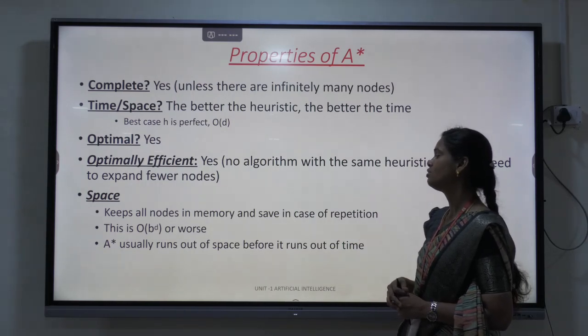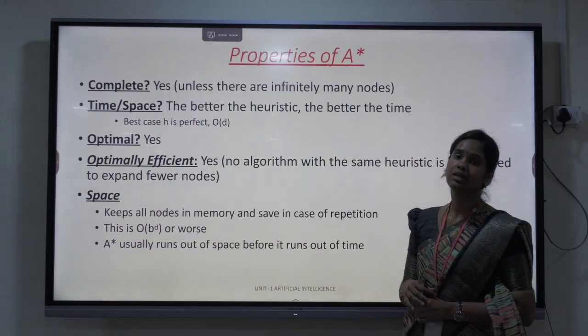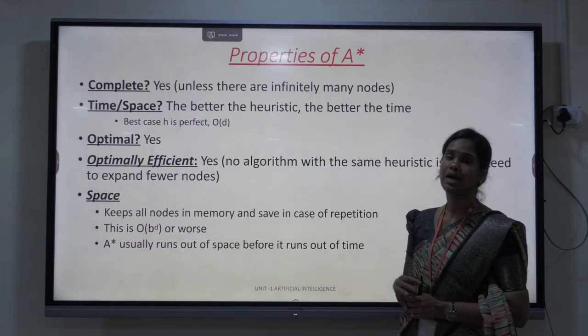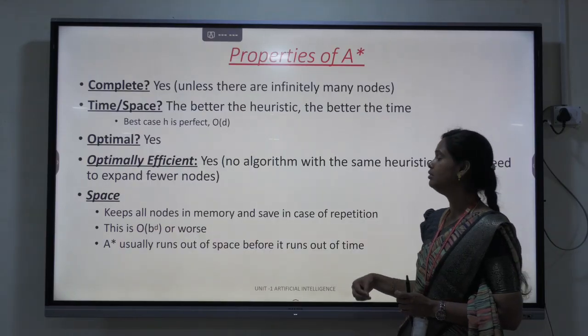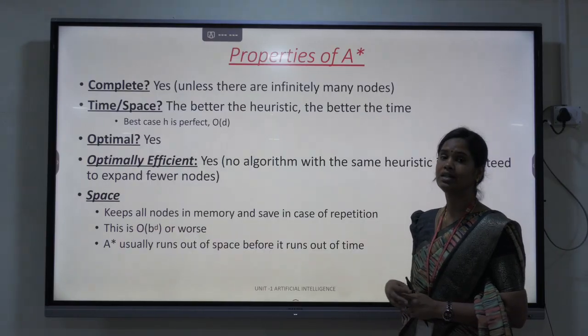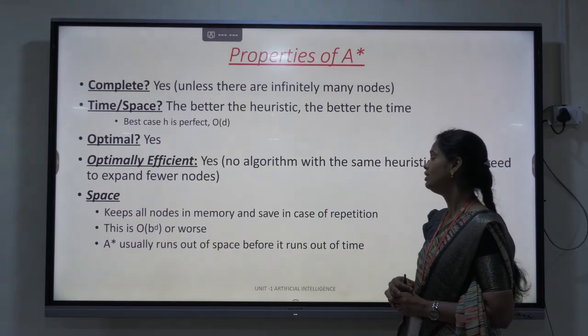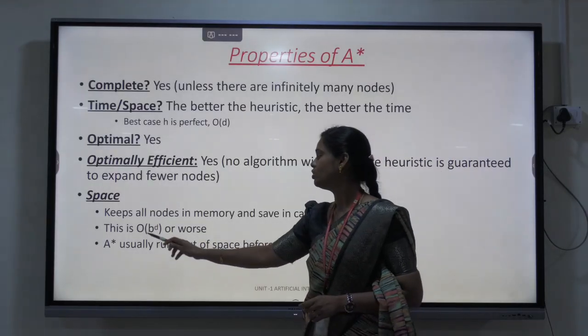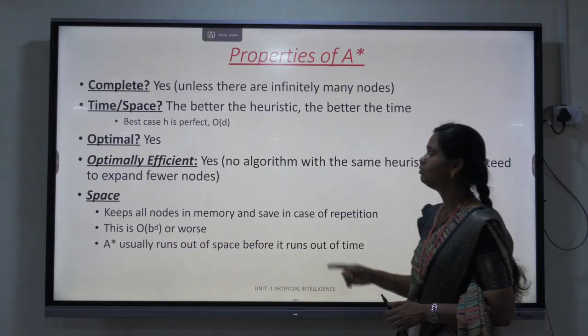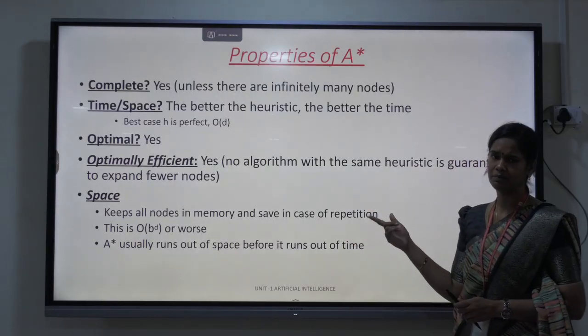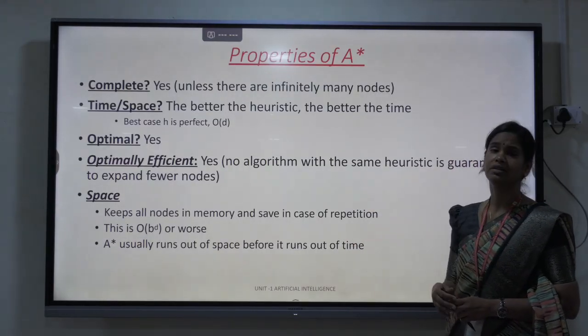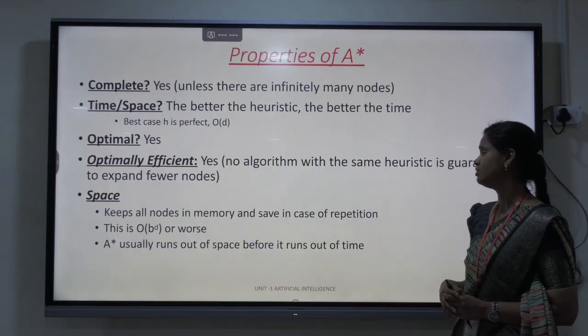Coming to the space complexity, as we know it has to keep track of the parent node and the child of it, and the final path has to be determined to reach the goal node. So it is going to be order of B to the power of D. Why B and D, we have already discussed enough with the uninformed search.